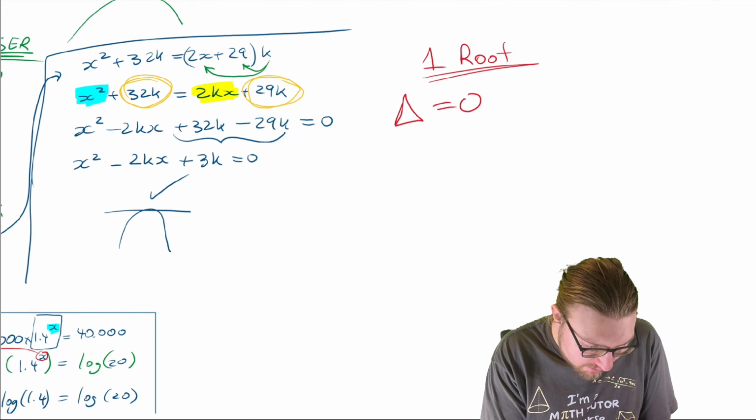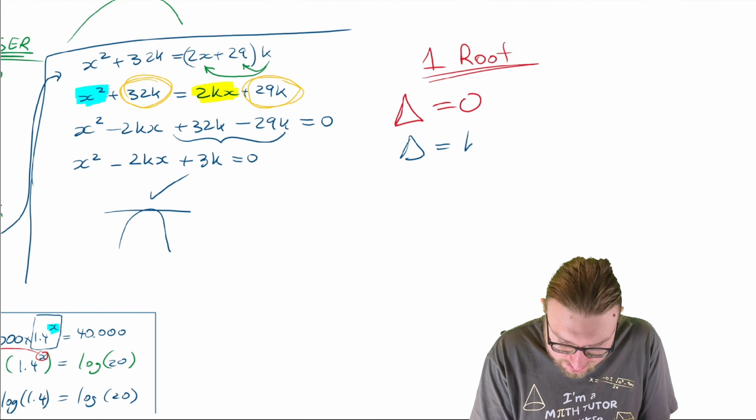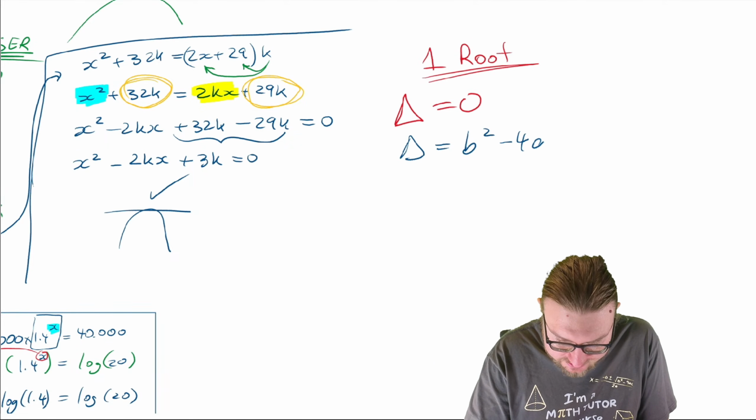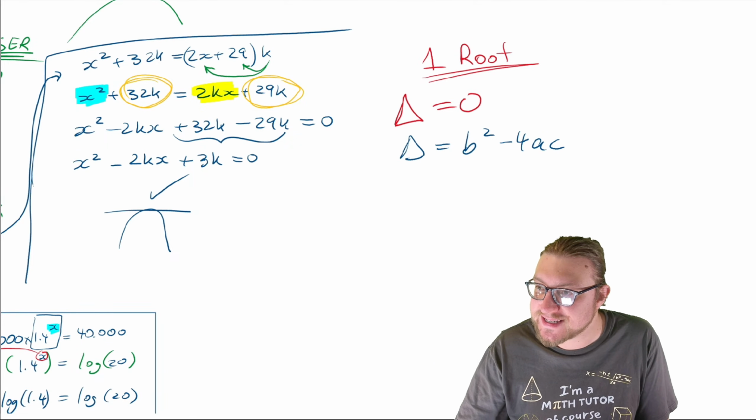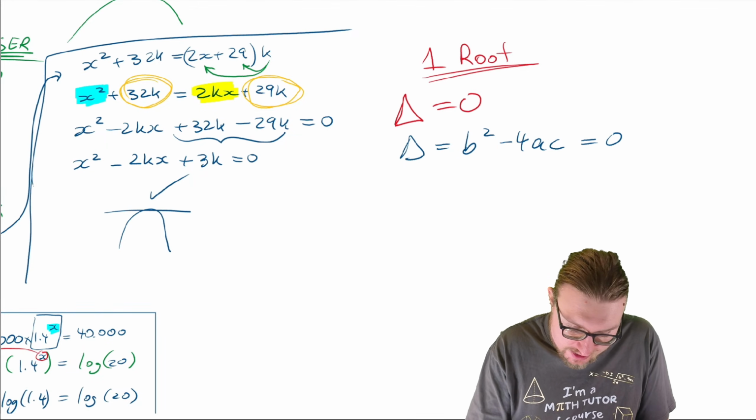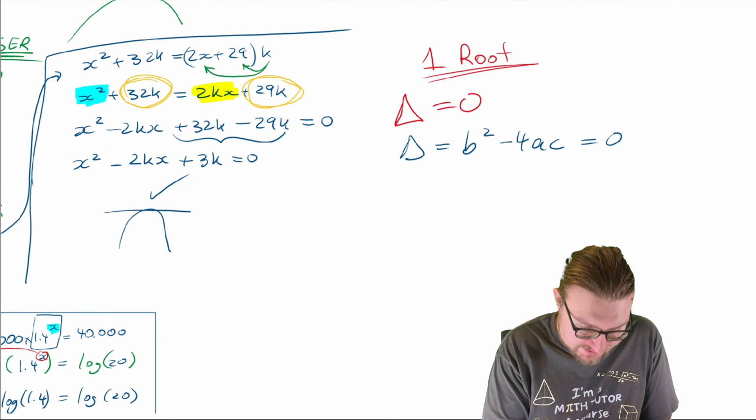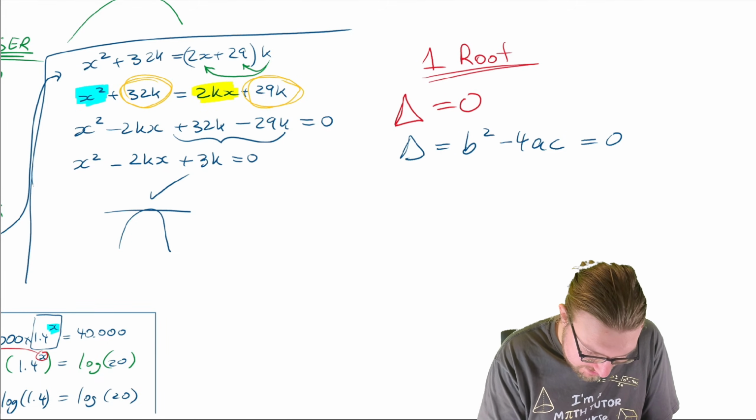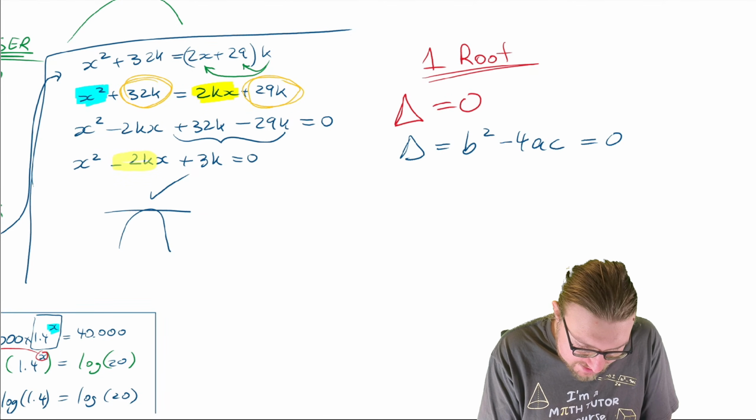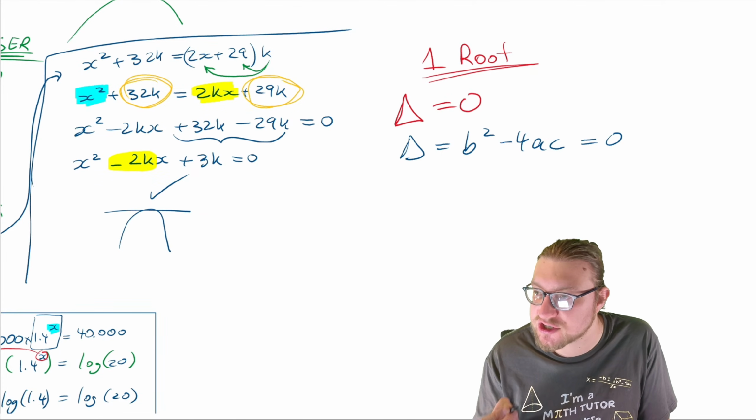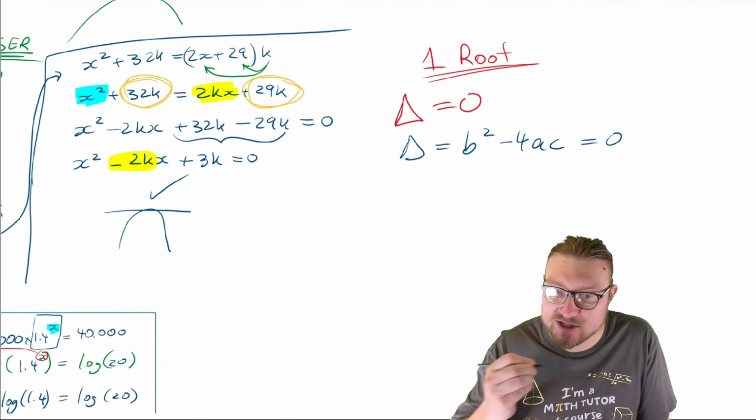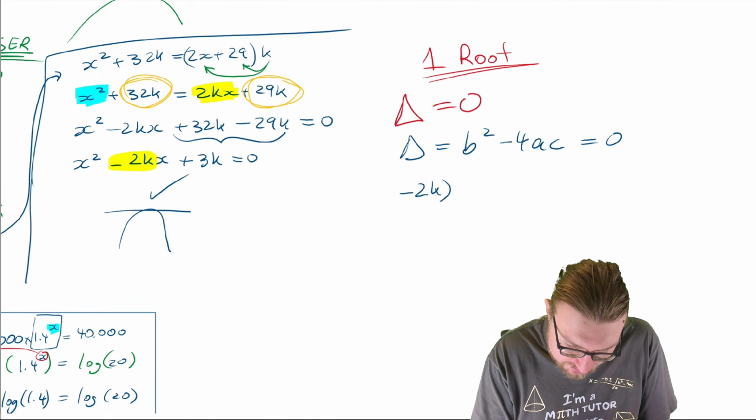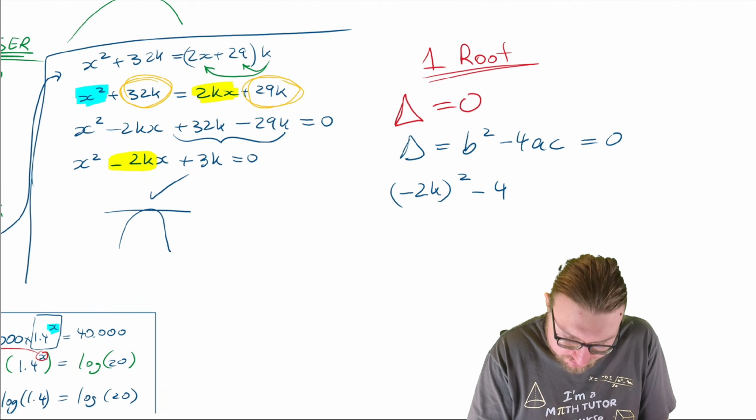So what we're going to do now is we're going to set the discriminant, and again, you can have a look at the formula sheet it's given to you. It's b squared minus 4ac. We're going to set this equal to 0. And now we're going to substitute in our numbers. Let's have a look. The b is the number in front of the x term. And remember, the number includes a k because k is just a number. So we're going to substitute in this for b. So we're going to get minus 2k all squared minus 4 times.